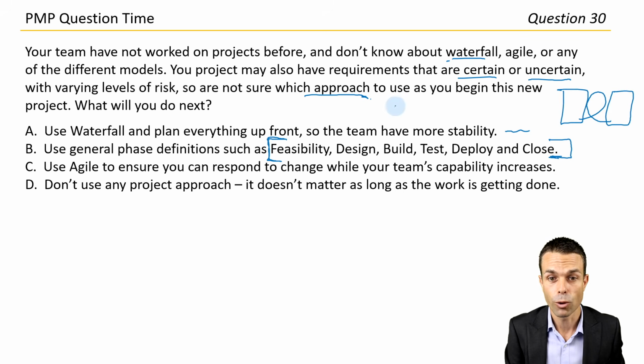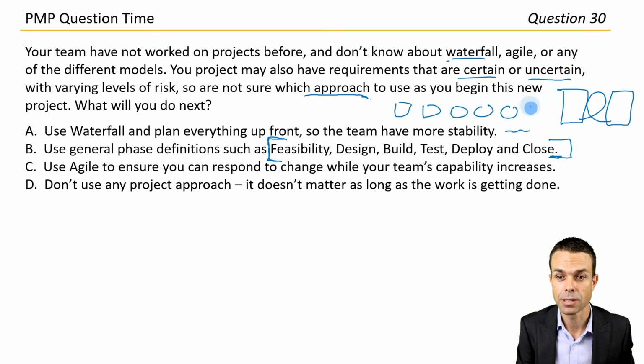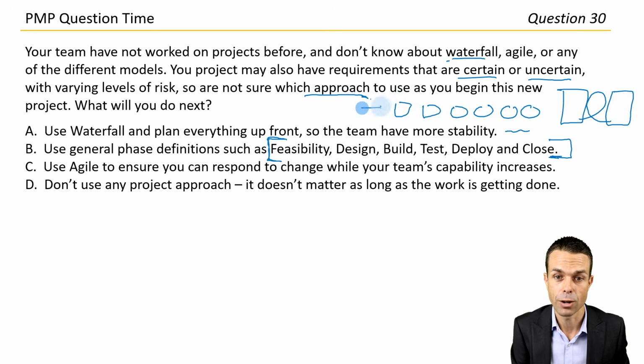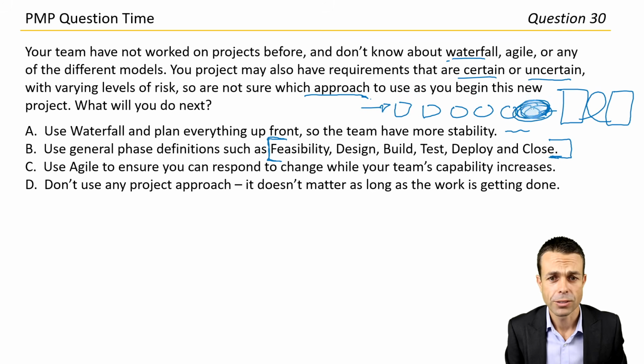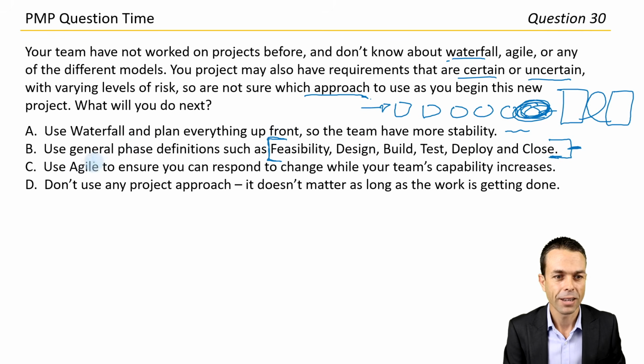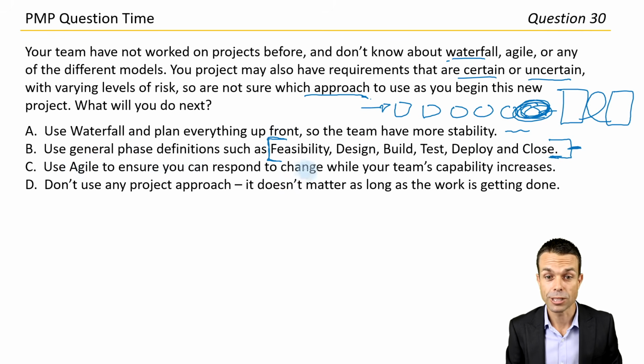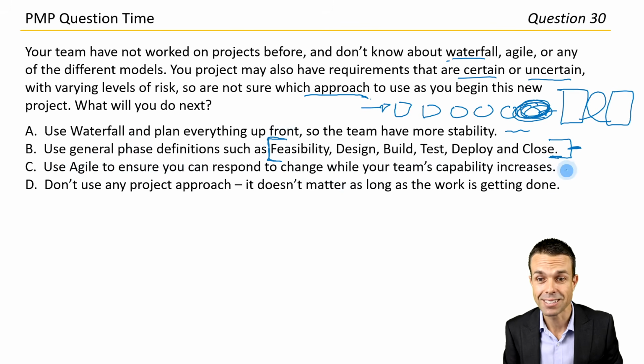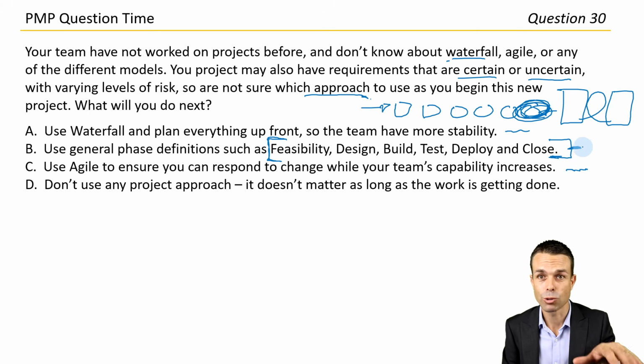If we're doing it for waterfall, this is the sequential, start to finish planning steps and then release steps from the very beginning of the project to the very end of the project, where we release all in one go. So these are actually the same in any development lifecycle. They're just at different stages or used a little bit differently, but we still have to go through them. That's actually pretty good. So let's see what else we have just in case. Use Agile to ensure you can respond to change while your team's capability increases. Again, that's a fine answer. It's actually quite good, but we're not sure on anything else.